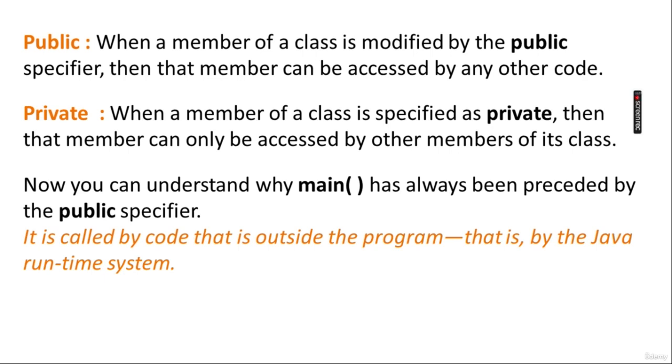Now you can understand why main has always been preceded by the public specifier. Main is public static void main. Why is it public? Because it should be accessible by any code. It is called by code that is outside of the program, that is, by the Java runtime system. The Java runtime system is an outsider, and since main is public, it can call that main method and start the execution of your program.